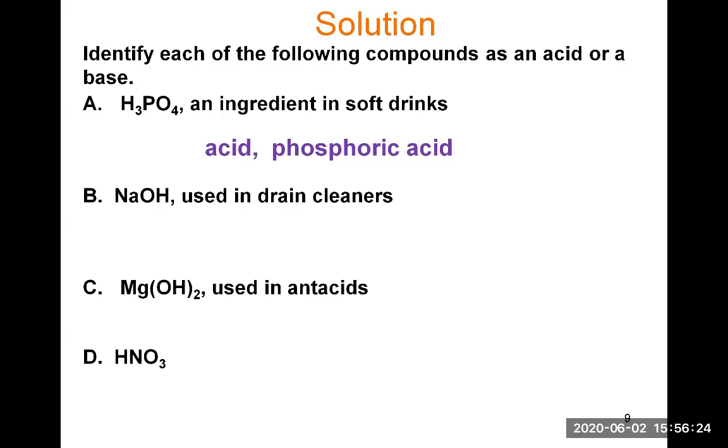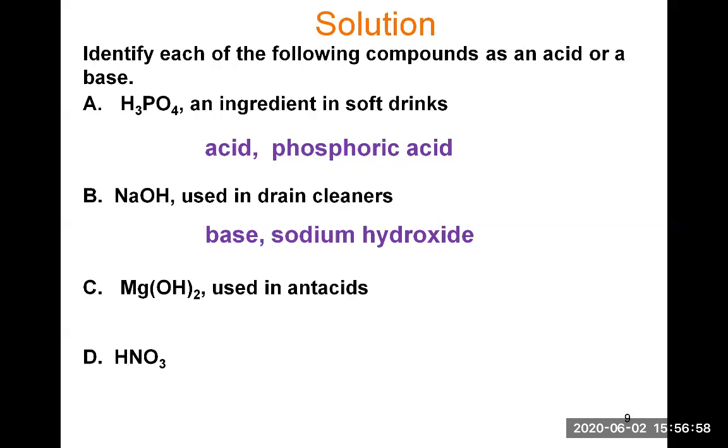NaOH is used in drain cleaners. Is this an acid or a base? Here NaOH contains the hydroxide ion. It is sodium hydroxide. You see the Na+ and OH- ions combining to make this NaOH formula. When it's placed in water, the hydroxide ion will be a strong base, and that's why it's used in drain cleaner. It really is a strong base.